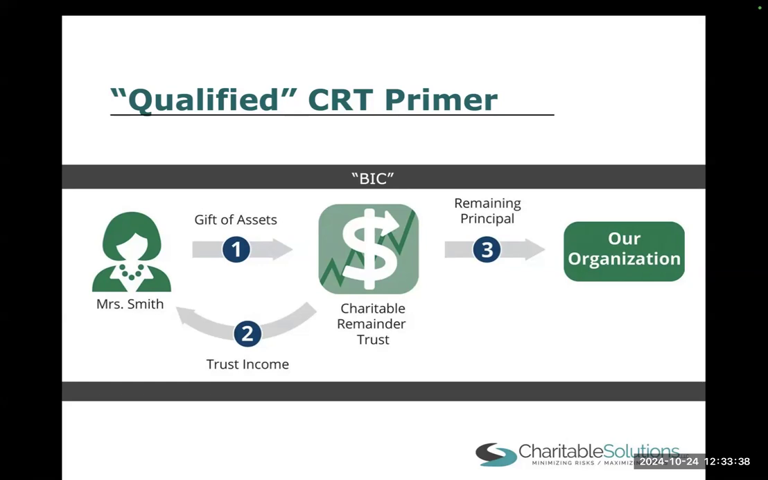Now, Mrs. Smith, if you were giving these shares of Apple directly to us with no restrictions, you would get to deduct the full fair market value of those shares of Apple stock. But in this case, since you're going to be receiving income back, or another loved one's going to be receiving income back, the IRS limits your deduction. And they give us some tools to calculate that for you, but it's going to be what we call the actuarial present value of the remainder interest, because this is a charitable remainder trust. And so those are the 3 general most important features of a charitable remainder trust.